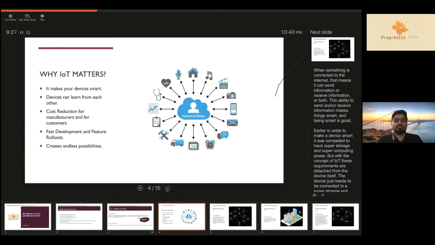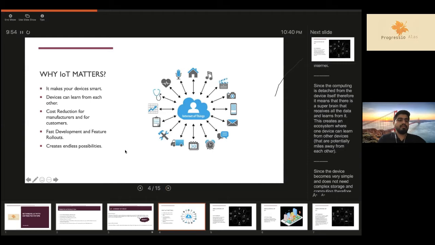So we are making devices smarter by connecting them to the internet, but at the same time making the device itself dumb. It can get a little confusing there. We are making the device itself dumb by removing all the computing and storage, but we are connecting it to the internet and making it smarter that way.